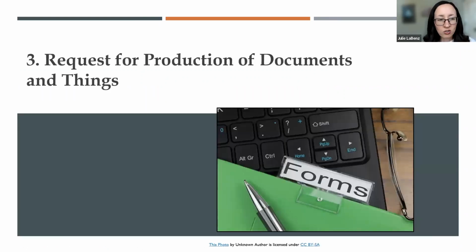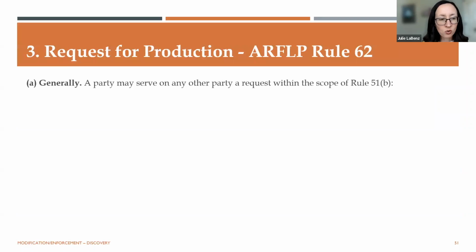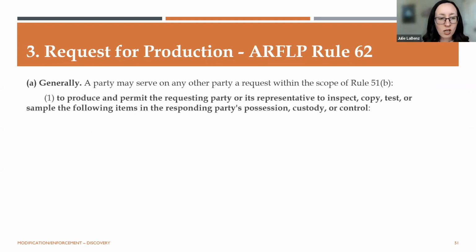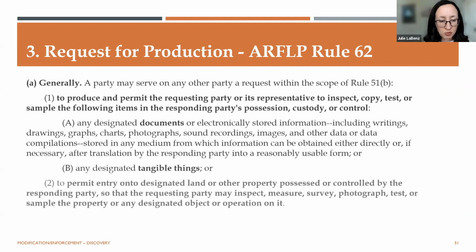All right, let's look at the third type of discovery tool. It's called a request for production of documents and things. This is under Rule 62. A party may serve on any other party a request for them to produce and permit the requesting party to inspect, copy, test, or sample items in the responding party's possession, custody, or control. So documents, tangible things, or permit entry onto land to inspect things. So this most commonly is used in a request to produce documents.